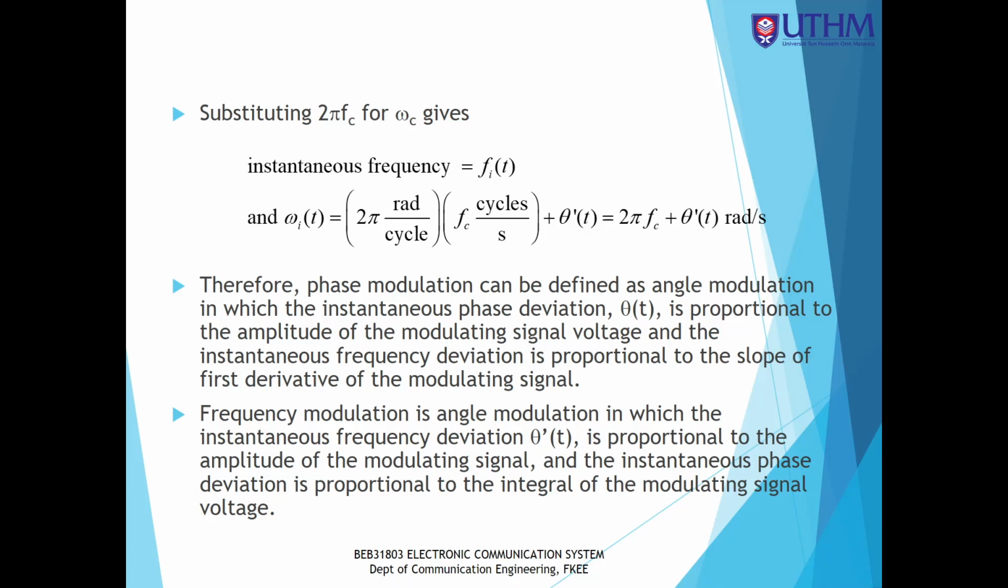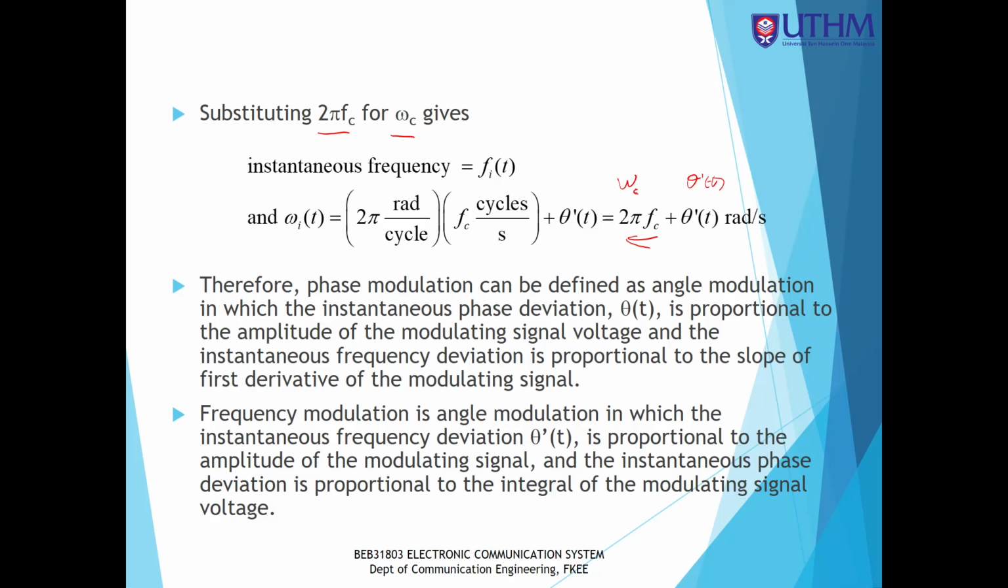So we substitute 2 pi fc for omega c, since omega is 2 pi f. So we get 2 pi fc plus theta prime t, which previously was omega c plus theta prime t. Therefore phase modulation can be defined as the angle modulation in the phase deviation theta t.